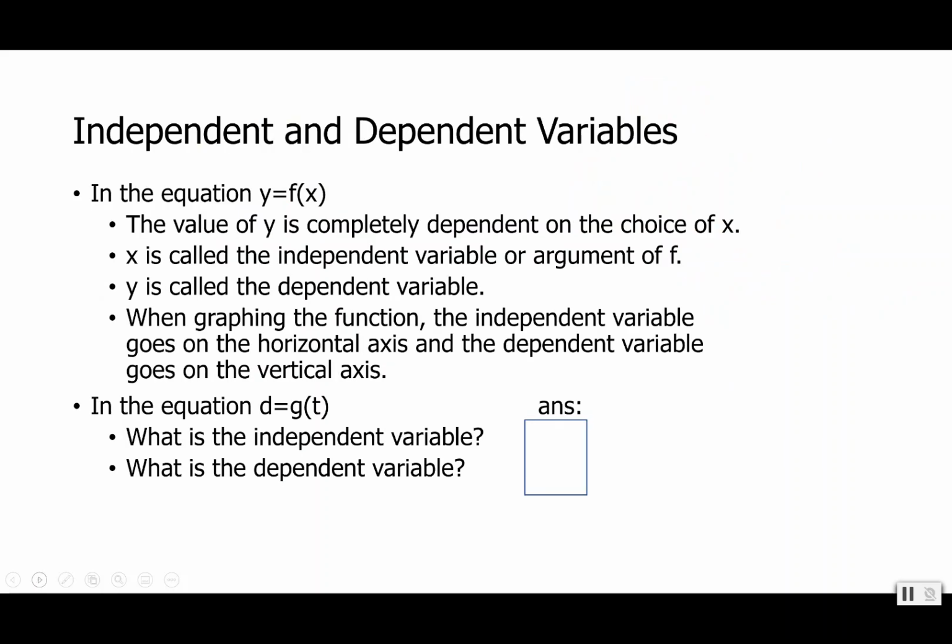So what we say is that our independent variable is what we're putting in. This is our input, our independent variable. And then our output is our dependent variable. It depends on the value of the x.